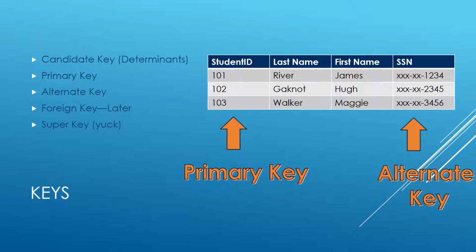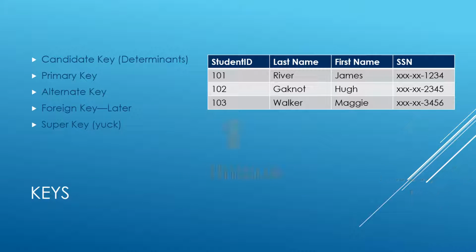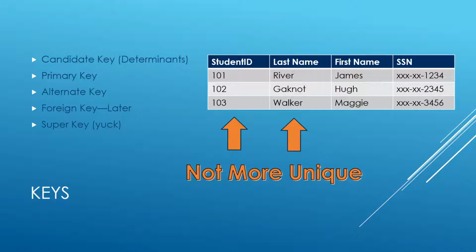Note that the primary key is the minimum number of attributes necessary to meet the qualification. If student ID alone uniquely identifies each student, then adding the student's last name does not make it more unique. Uniqueness is not a matter of degrees. It is either unique or it is not unique.